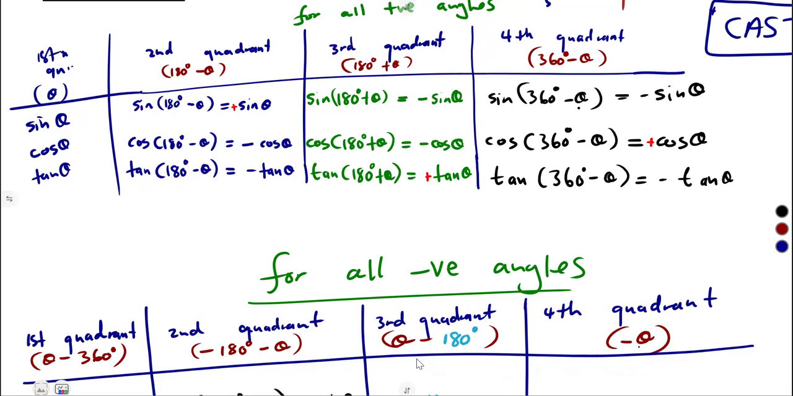Whether it is a negative angle or a positive angle, there is a quadrant where it is going to lie. That's the most important thing.